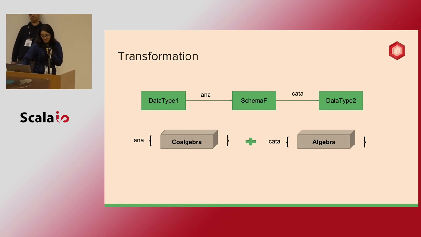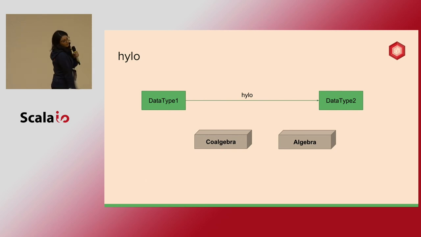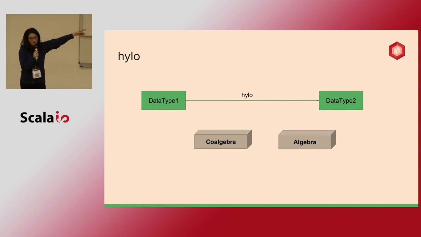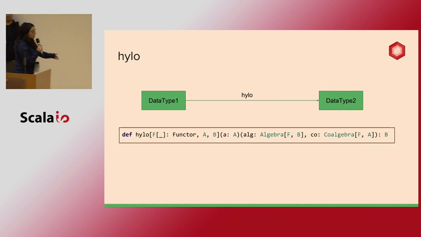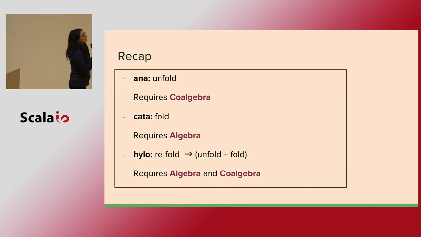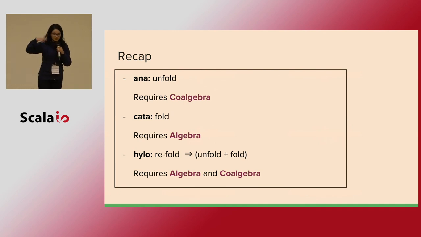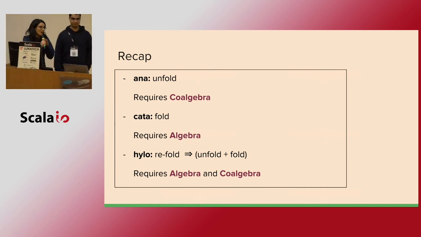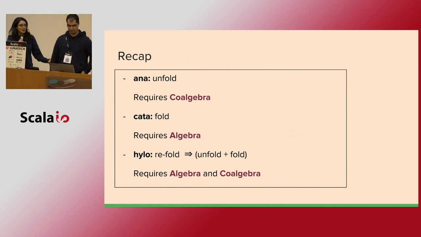And Matryoshka has hylomorphism, which can do that for us. Instead of calling two functions, we will call hylomorphism, but we need both coalgebra and algebra. So this is the signature of hylomorphism. And to recap, ana is for building, and it requires a coalgebra. Kata is for fold: when you want to collapse your functor to a simple value, you can define an algebra and use kata. And hylo is for transformation, refold, unfold and then fold, and it requires both algebra and coalgebra.